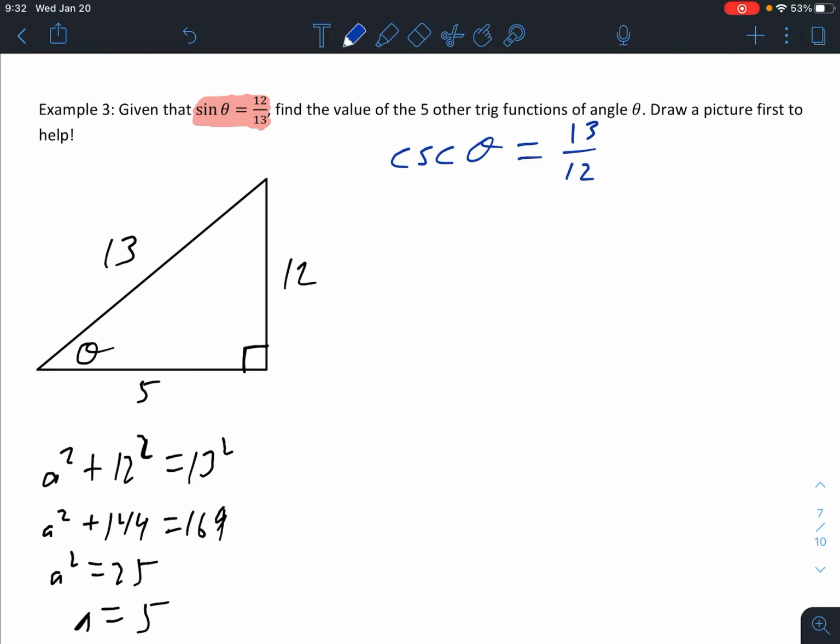All right, so let's start with the cosine. The cosine of theta is adjacent leg over hypotenuse. So that would be 5 over 13. And the reciprocal of cosine is secant, so that would be 13 over 5.